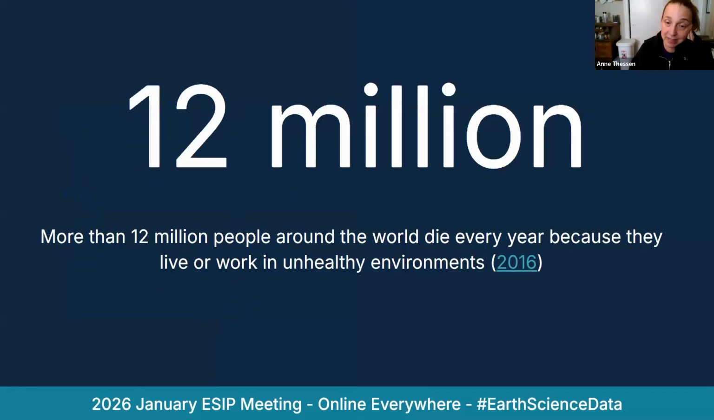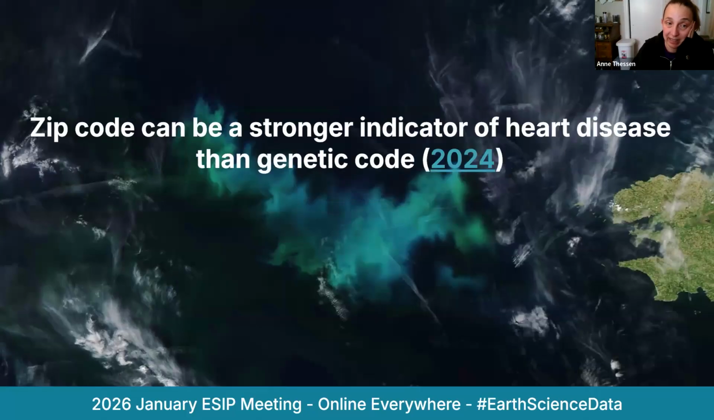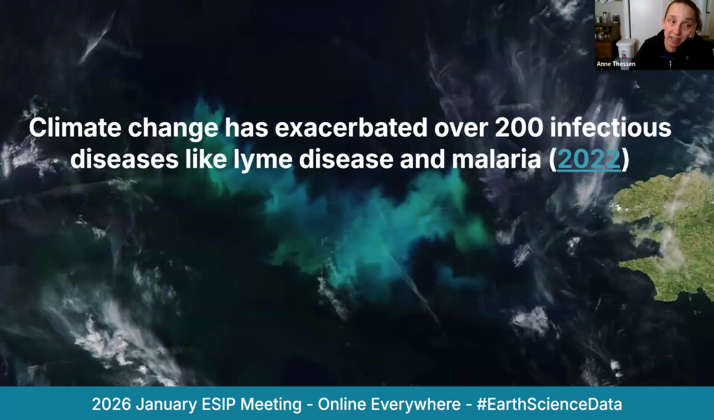So, why are we here? What is the purpose of this cluster? I go over this every time that we have one of these sessions. More than 12 million people around the world die every year because they live or work in unhealthy environments, and that's why we're doing this. Location defines your exposure to a lot of different things that can impact your health, like pollution, heat, floods, natural disasters, lots of different things. As a result, zip code can be a stronger indicator of heart disease than your genetic code. And climate change has exacerbated over 200 infectious diseases like Lyme disease and malaria.